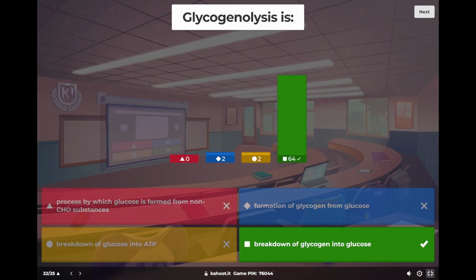Okay, the red one, glucose is formed from non-carbohydrate substances. What's that known as? Gluconeogenesis. It's a new glucose formed from something else. Formation of glycogen from glucose. Glycogenesis. Breakdown of glucose into ATP. Glycolysis. Okay, bringing back your biochem flashbacks. Right? And then breakdown of glycogen into glucose is glycogenolysis.